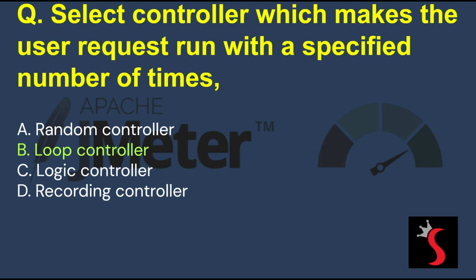And the correct answer is option B, loop controller. The loop controller will run the sampler's request stored in it for a definite number of times or forever.